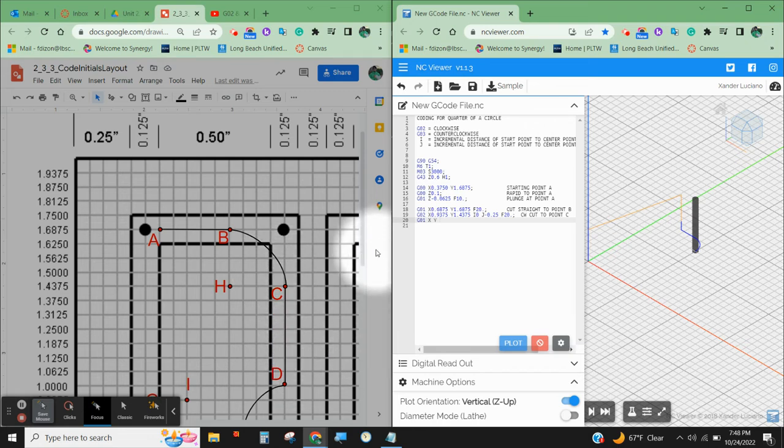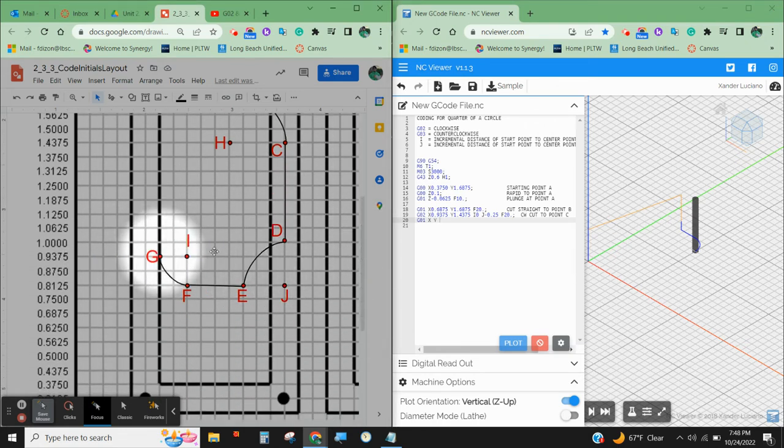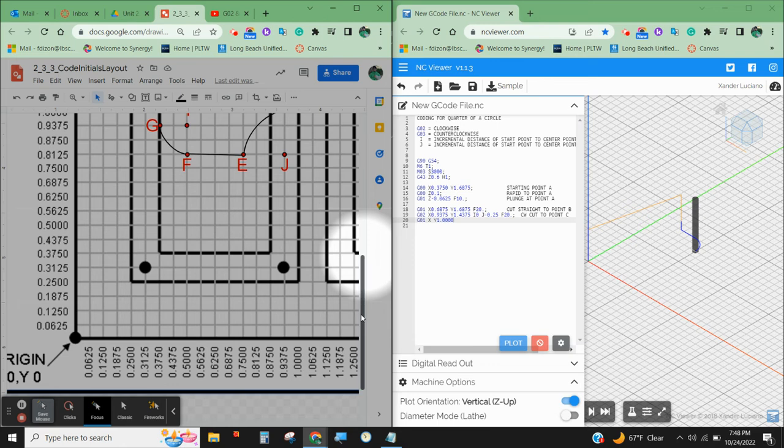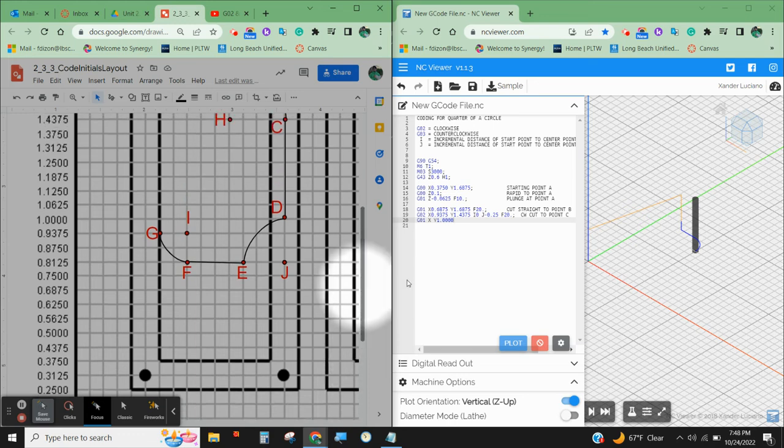So I'm going to look for the X and Y of my D point. The Y for D is 1.0000. And then the X for D is 0.9375 right there. And then F20 again, just for the sake of putting a feed rate. This one is cut to point D. Now I'm shortening my comments for the sake of time.